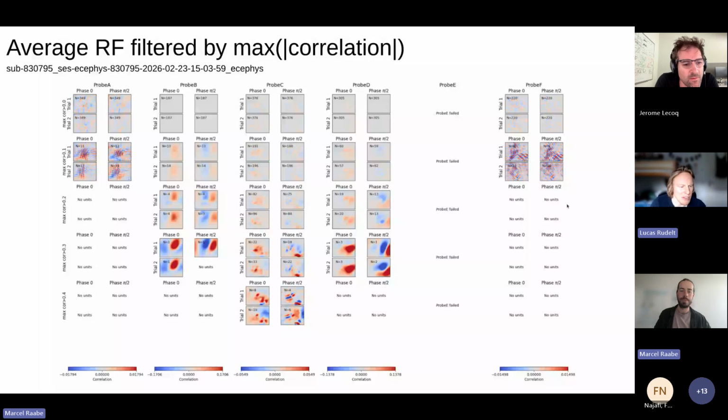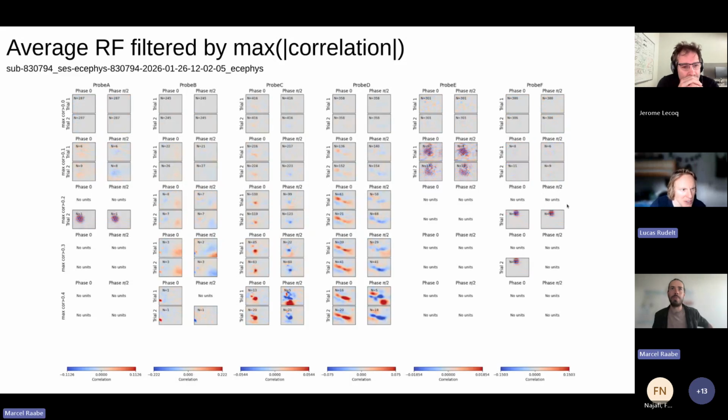Marcel, I think the slide skip was a bit delayed. Can you quickly walk us through the rows and columns again? Okay, yeah. I will jump back to this slide here.